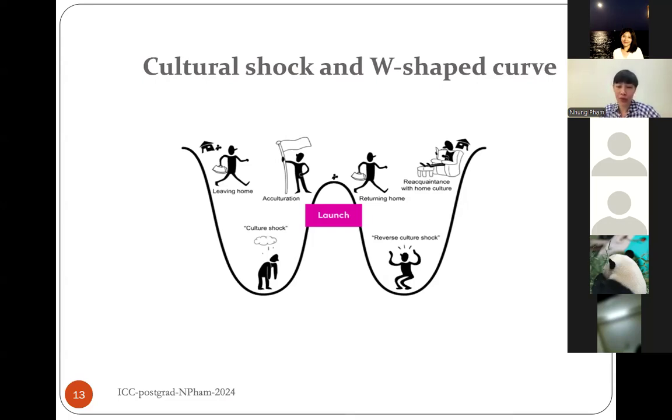Now, when you get home, you experience something called reverse culture shock. Because it takes time to feel like, oh, this is home. Because you've adapted to Australian culture, the lifestyle, the way that people live, the way that people talk, the way that people behave.